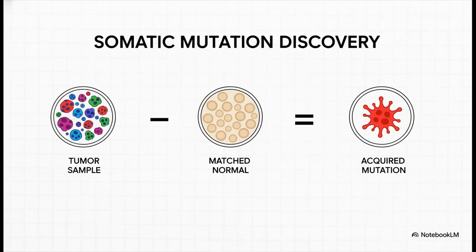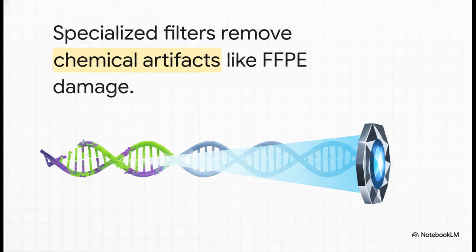First up, we use a matched normal comparison. To know for sure that a mutation in a tumor is an acquired somatic mutation driving the cancer, we ideally compare the tumor sample against matched normal tissue from the exact same patient. By comparing the two, we can safely subtract the patient's natural inherited germline background, leaving only the newly acquired tumor mutations behind. Next, we tackle lab noise through artifact removal.